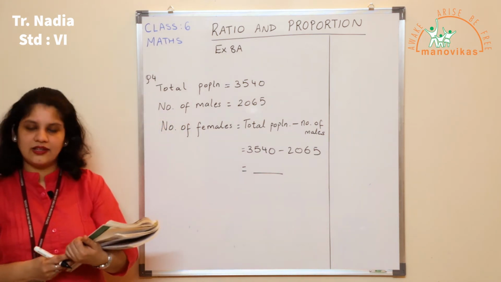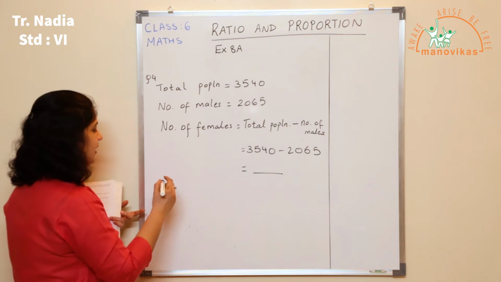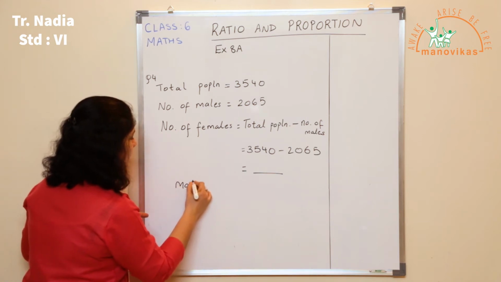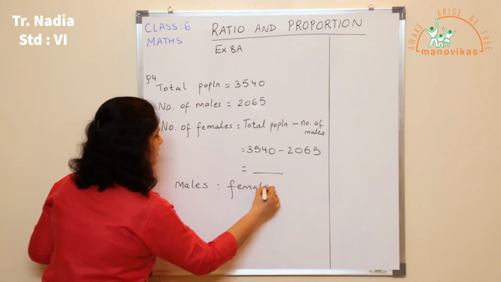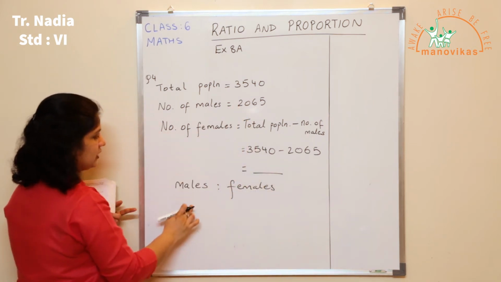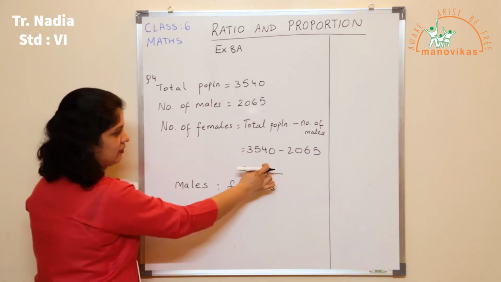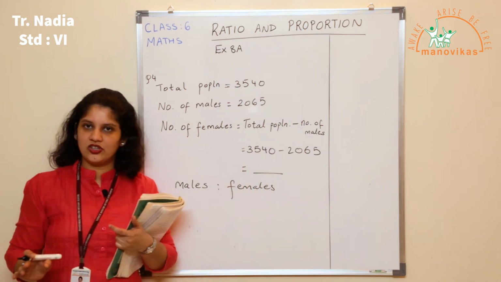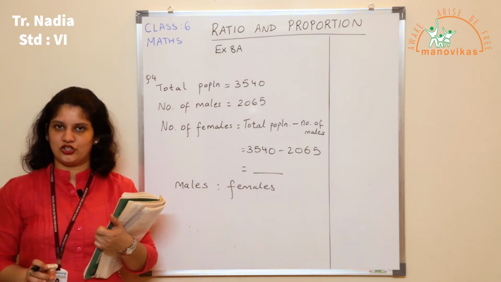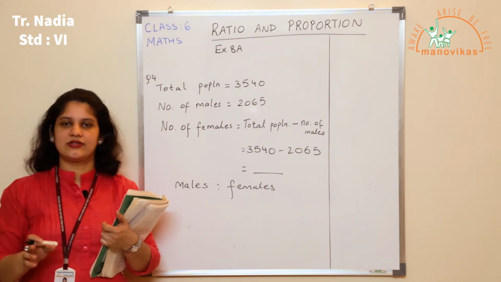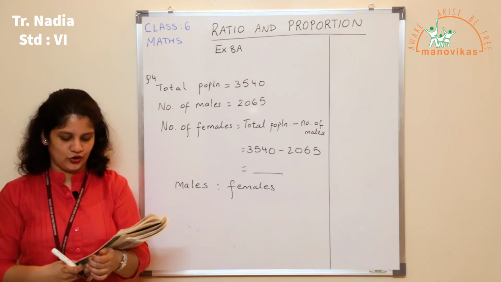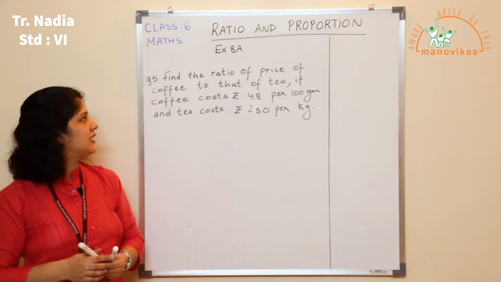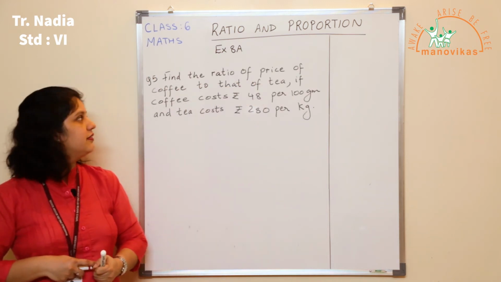Now once you'll get the number of females, you'll have to find the ratio of males is to females. Okay, males we already know is 2,065, females you all will get the answer here. Again children, simplify the ratio either using the direct reducing method or the factorization method as I have shown you all. Alright, let us move to question number 5.